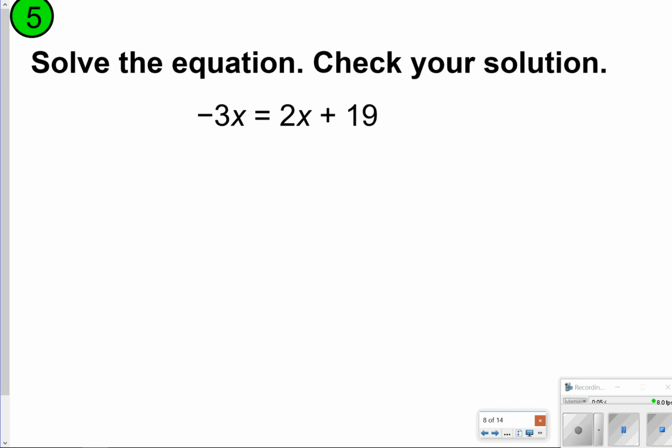Here's another one you're going to solve. Once you're done solving it, we're going to go over it, and then I'm also going to show you how you can check your solution. So let's go ahead and pause the video now, try number 5, and once you're done, click play to check your work.